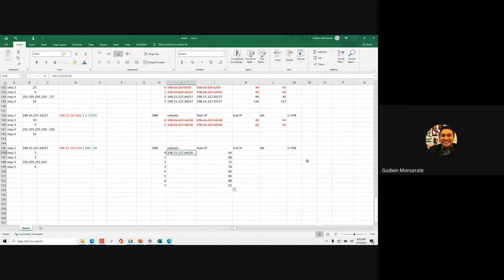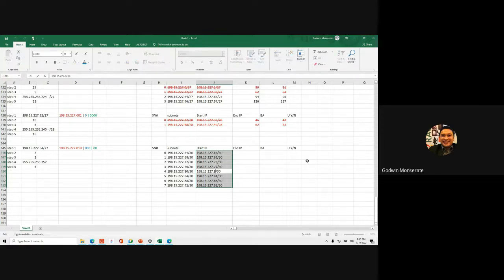Okay. So this one is 68. We range by 4. 72. Next is 76. Next is 80. Next is 84. Next is 88. And next is 92. Okay? So now we just add 1 here. So, 65. This is 69. This is 73. This is 77. This is 81. This is 85. This is 89. This is 93. Okay?